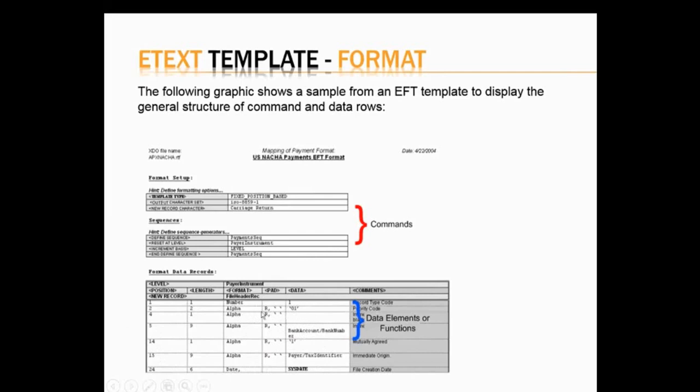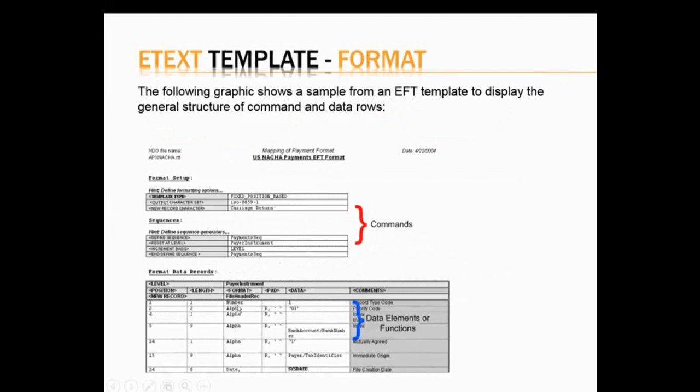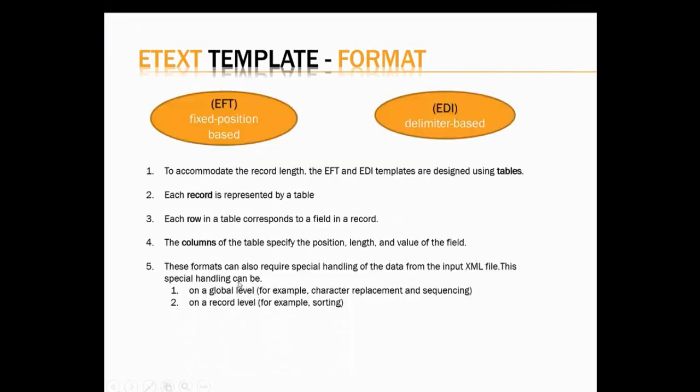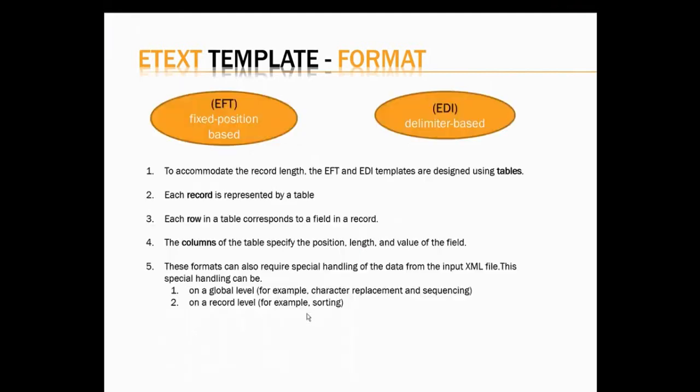Just to understand the meaning of each thing: each table represents one record, and each row represents a field. It is one field, it is one field, that's the meaning of it. The columns of the table specify the position, meaning what position the field has to be printed, and how each field is delimited, by a comma or semicolon. So the columns of the table specify the position, length, format, data, everything.